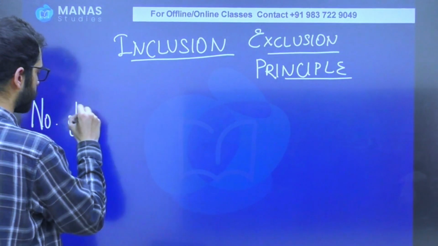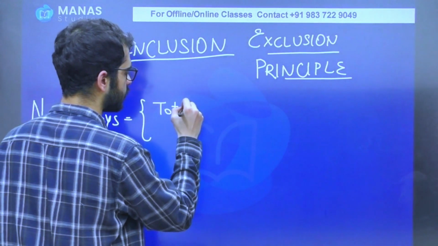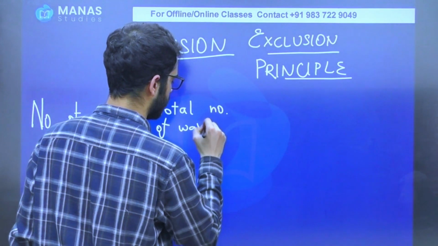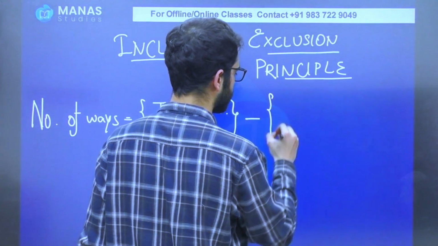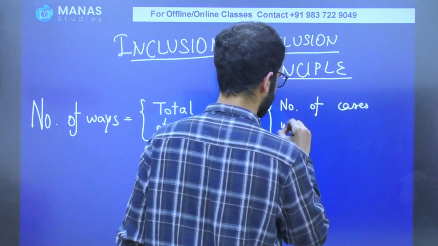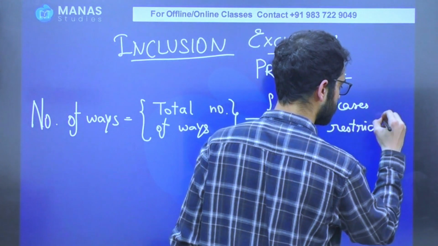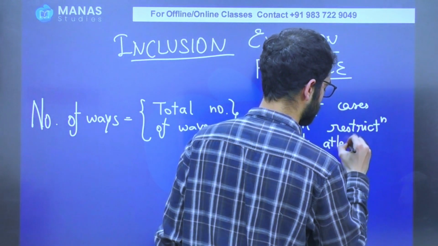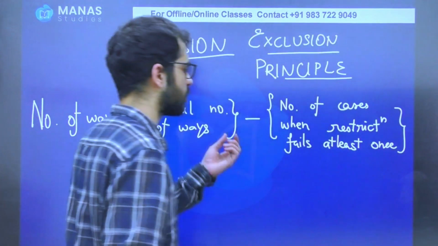We have to count the number of ways. सबसे पहले हम ले लेते हैं total number of ways. अब हमें कुछ restriction given होगी, so we are going to remove that. Number of cases when restriction fails, when the restriction or the condition fails at least once. कम से कम एक बार अगर वो फेल हो रही है उन्हें माइनस करा.